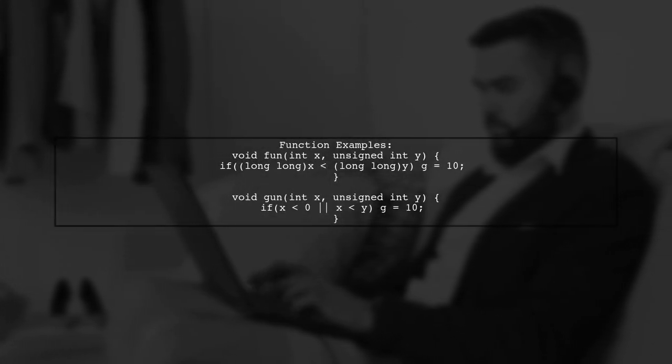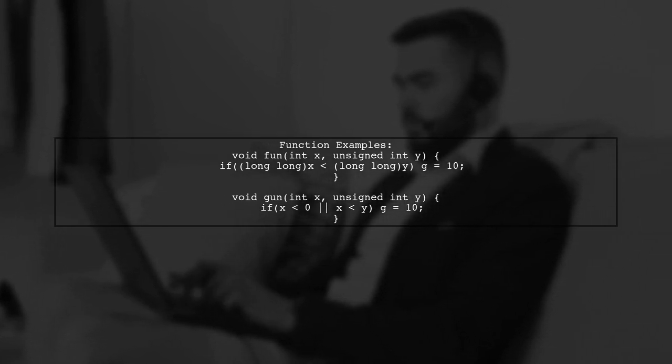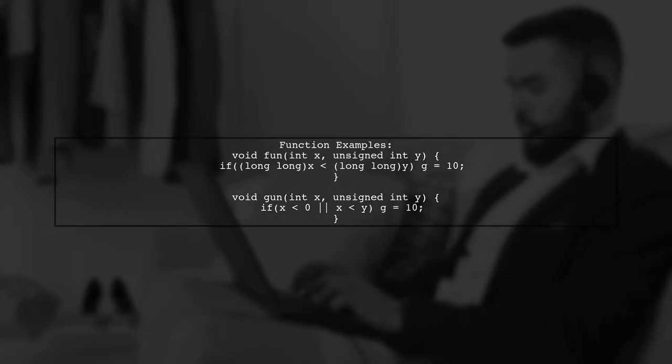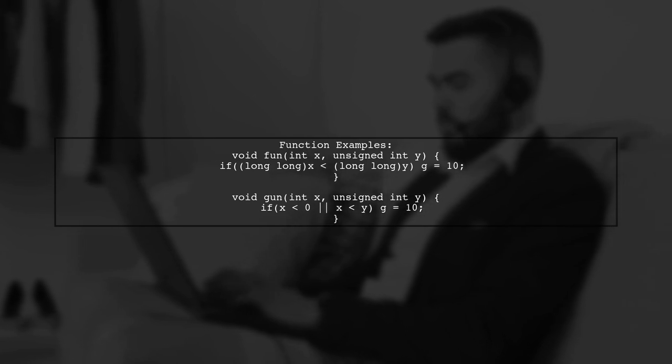Finally, if the result of the comparison leads to an actual branch, we can structure our functions accordingly. For instance, using a long type for the comparison can help maintain clarity and correctness in branching logic.